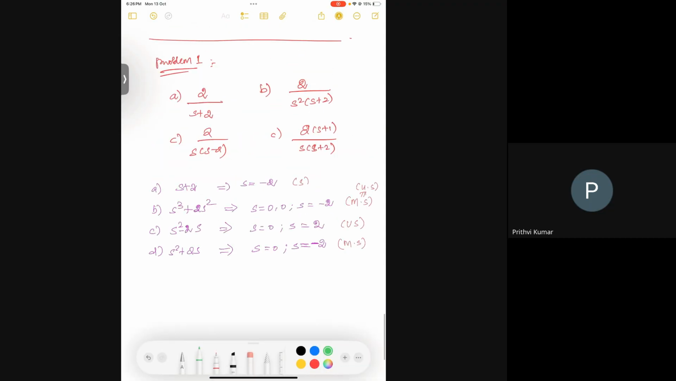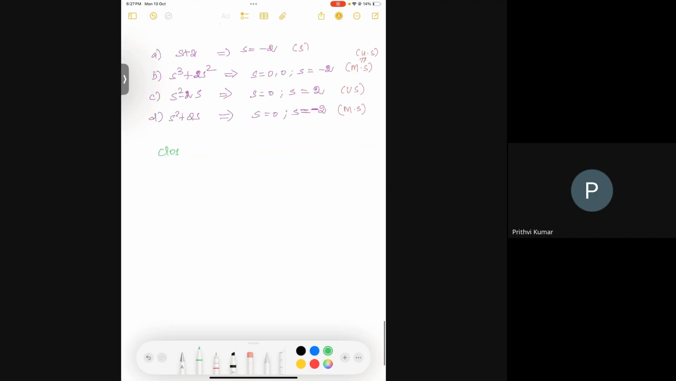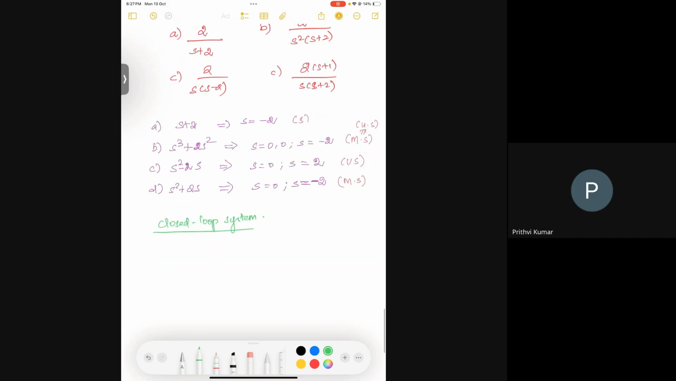So the question, I haven't given one piece of information deliberately. It's an open loop system. Whenever we are finding the stability of a system, we consider the stability of the closed loop system. Unless otherwise mentioned in the question, it is taken as a closed loop system; if it is an open loop system, they will mention it in the question. So you have to find the closed loop system first, then find the position of the poles.